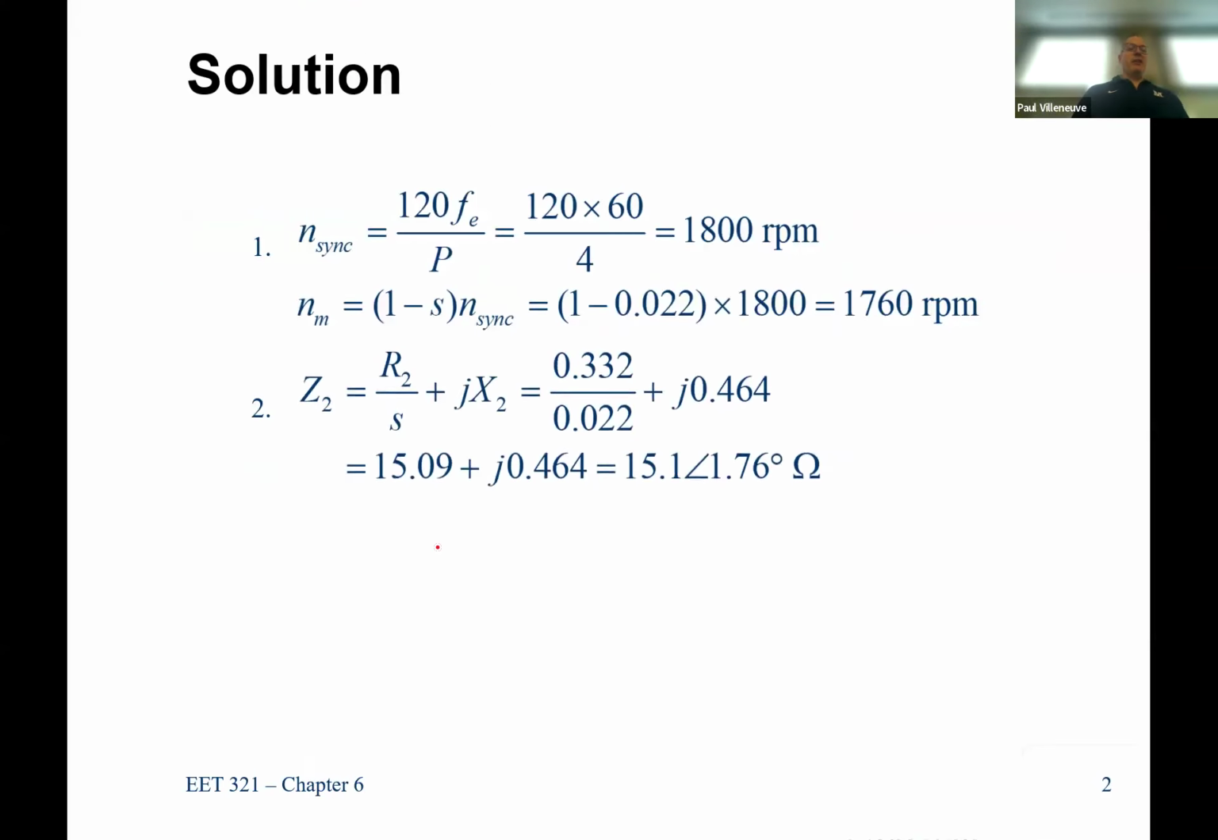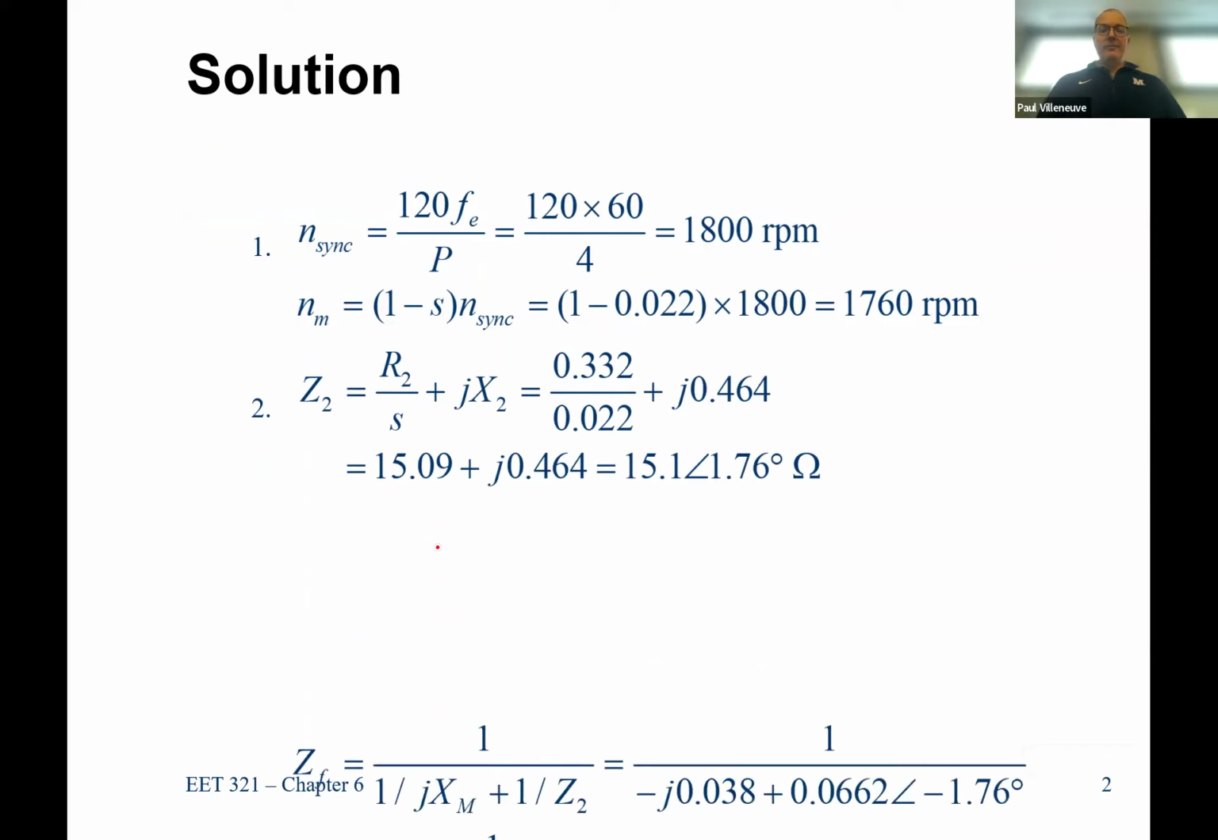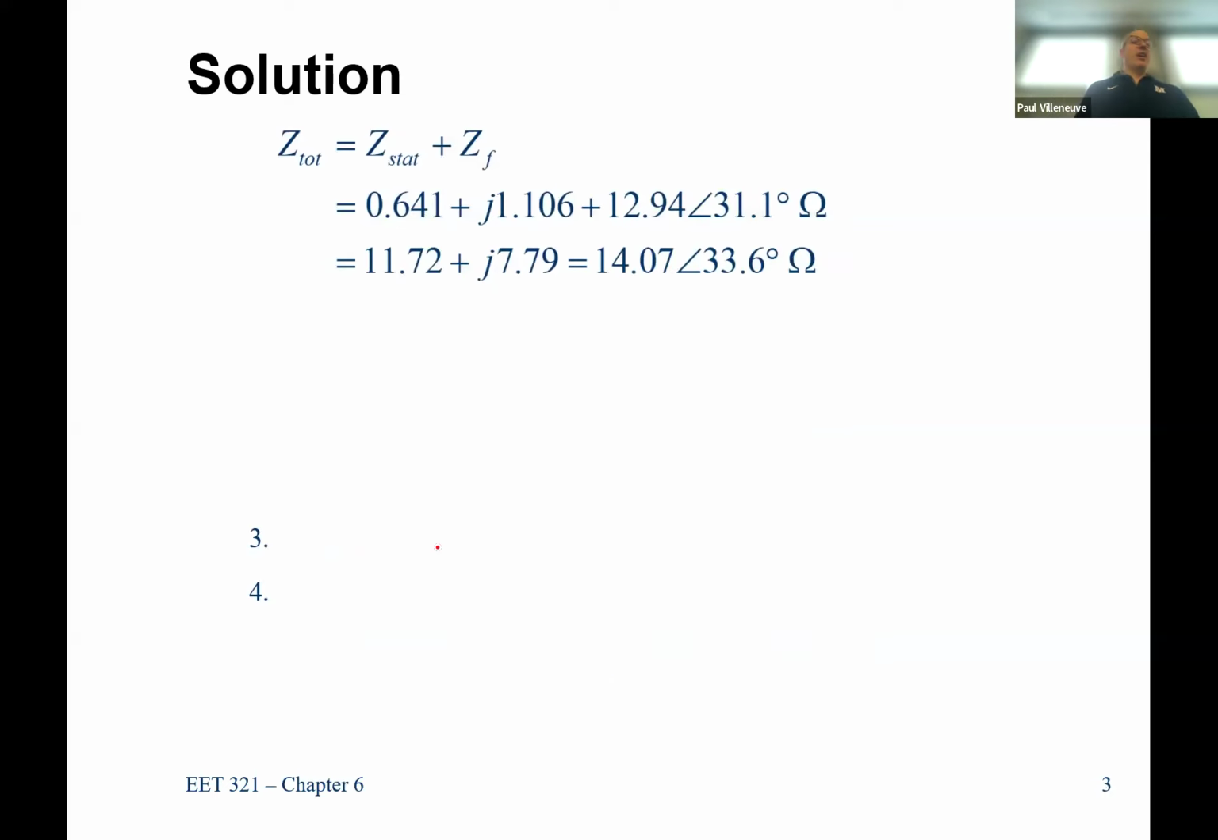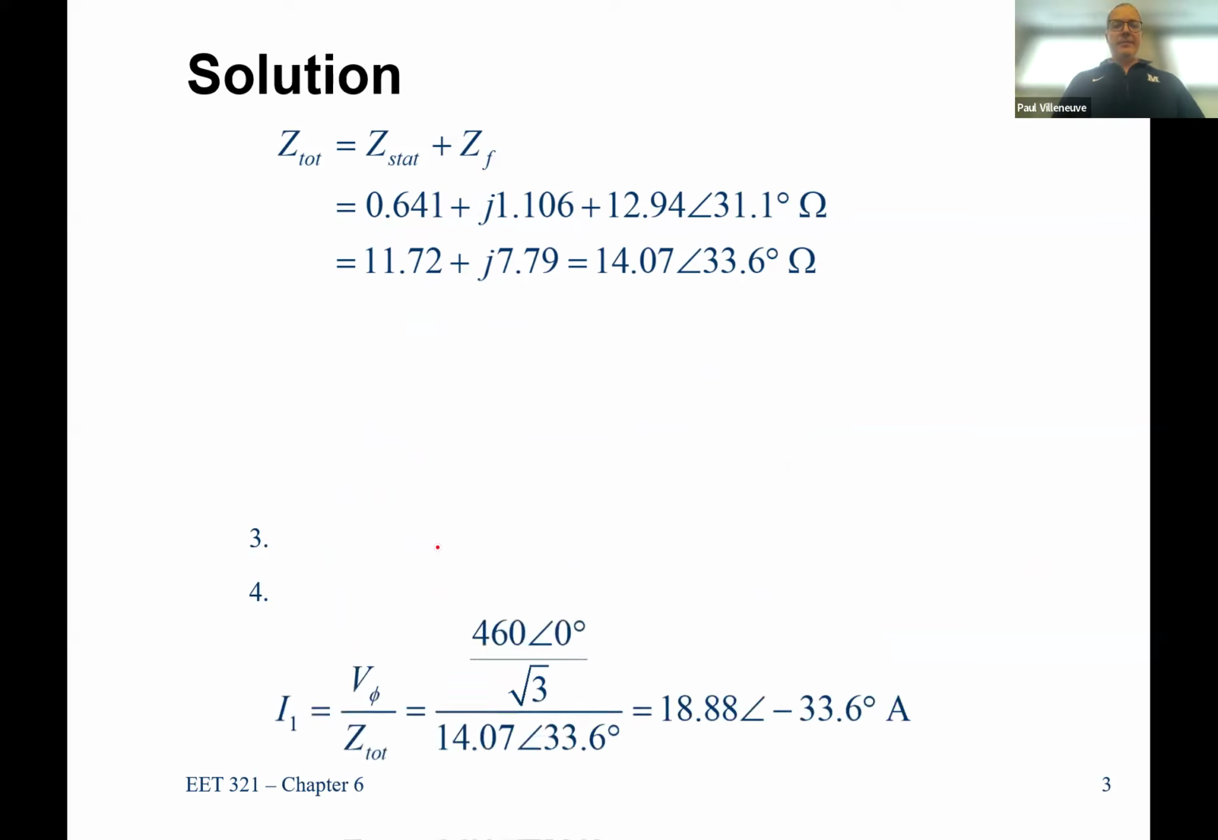And now we have to go ahead and calculate our impedances. So the first thing we do is we add those two in series, R2 over S plus JX2. We get a certain value. Now we got to go and do the parallel combination of JXM and our Z2. We end up with 12.94. Continuing, our total is the stator, the Z1, which is R1 and JX1, plus the parallel combination that we have. We end up with 14.07.